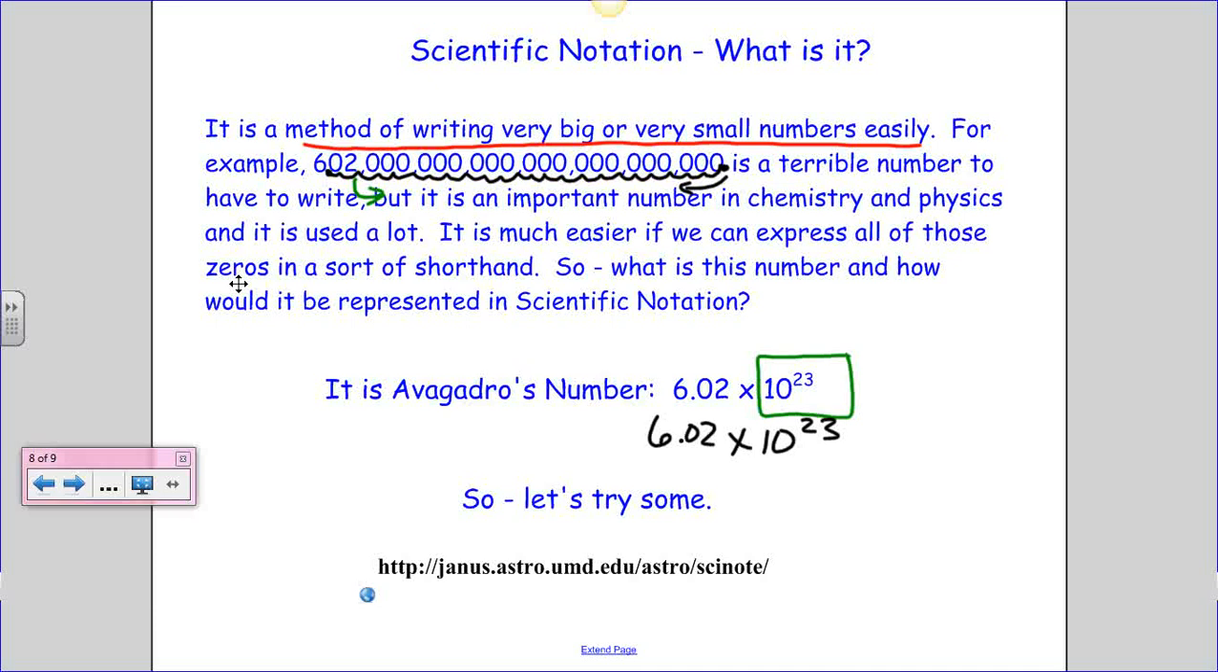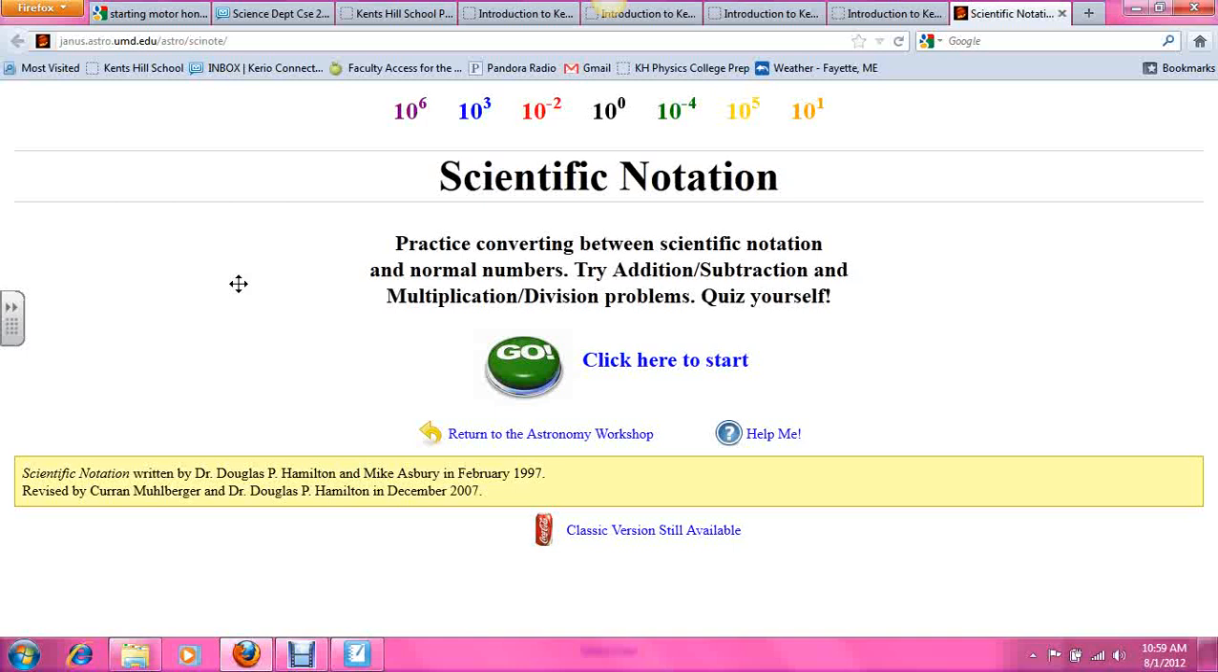So let's try a couple together. And this is a great website down here for some practice. So if you have a hard time with this, you should go to this website. You can see the link up here. And you should practice scientific notation. So let's go ahead and try a few.